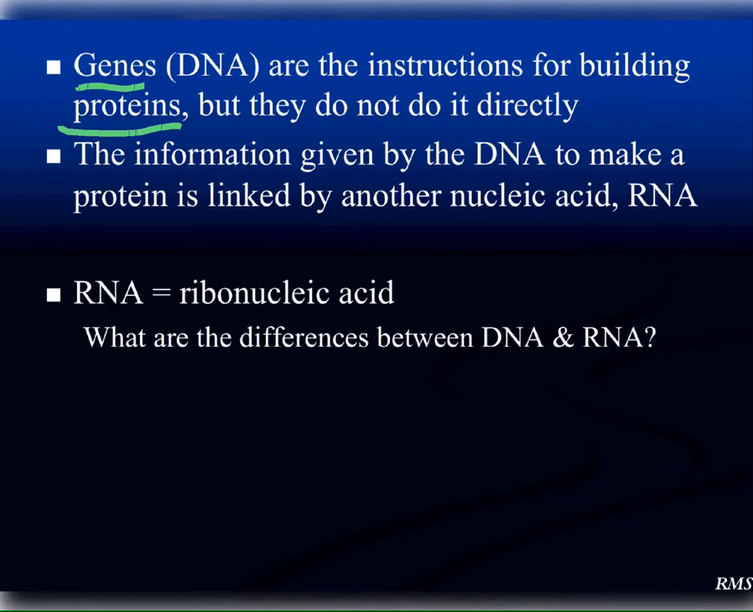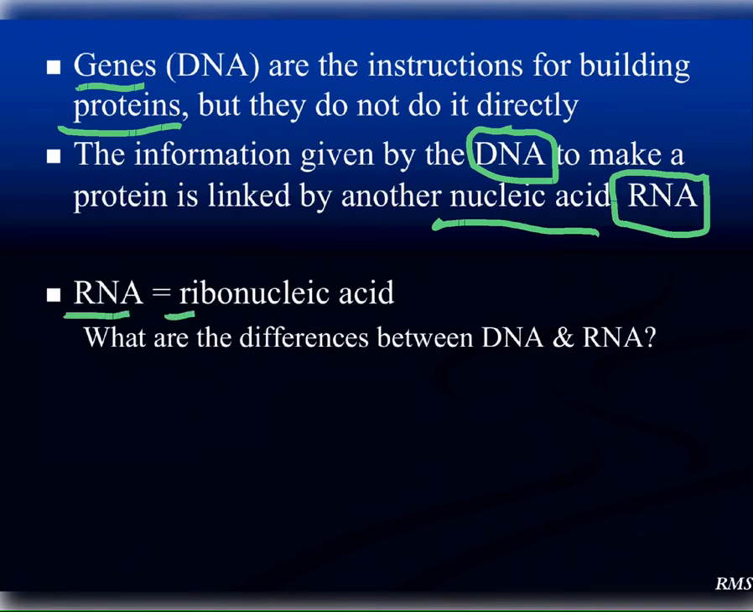However, the DNA does not directly go to building those proteins. DNA contains the information, and we're going to basically build that into a copy of another type of nucleic acid, because remember, DNA is deoxyribonucleic acid. We're going to build that into a second type called RNA, which is ribonucleic acid, and then that will direct the synthesis of the protein.